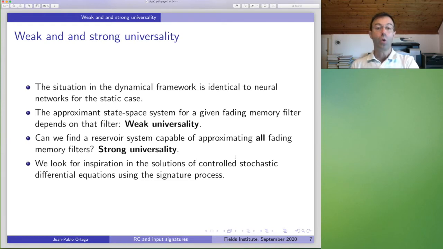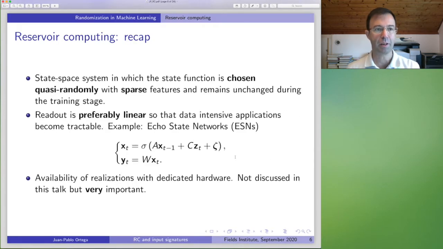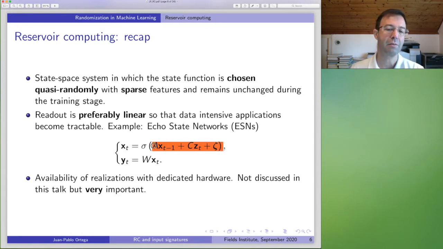Now I get into the core of what I want to do. Let me go back to this one. What I want to explain, using the geometric arguments that I discussed before, is the possibility of doing exactly this. And moreover, I want something more. Apart from these random choices and linear readouts, I want the state equation, which in the case of the ESN is this part, to be good for any input-output system that I want to approximate.